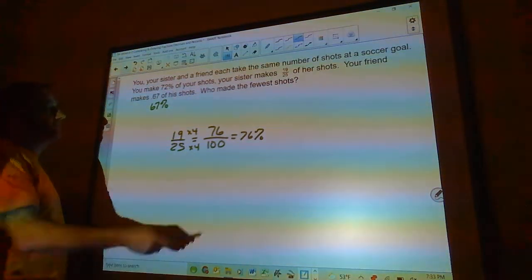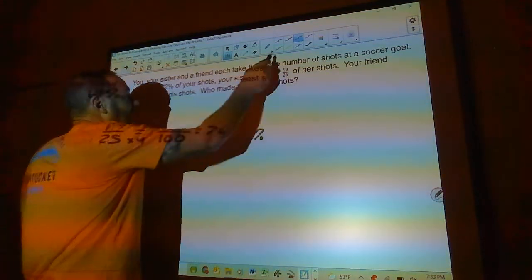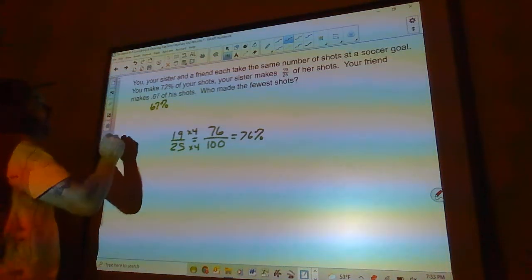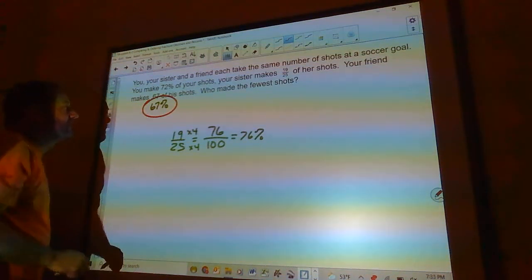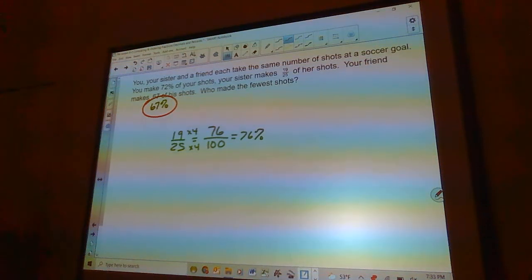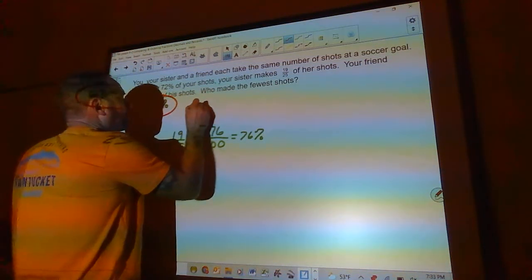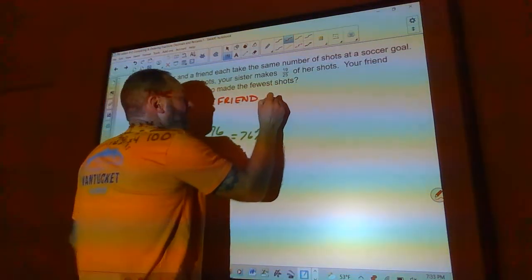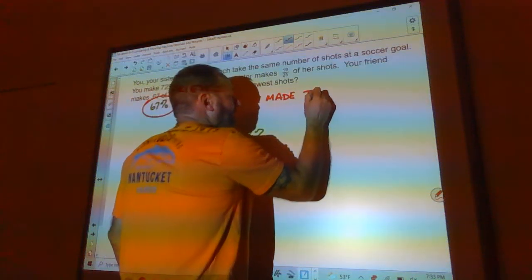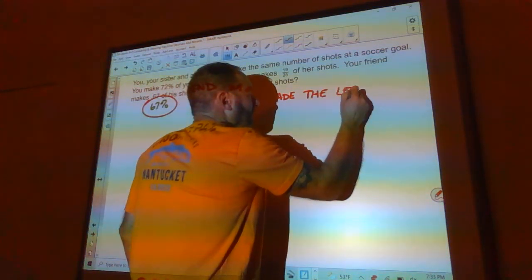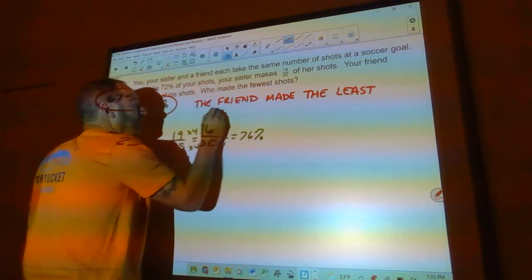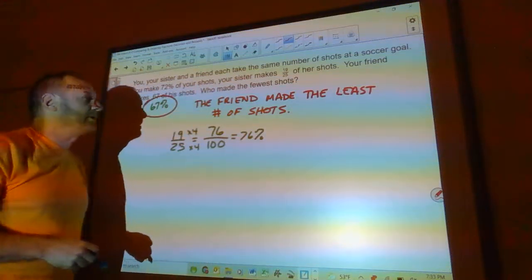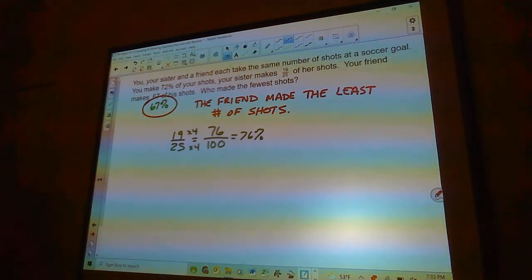which is 76%. So your sister made the most, you made the next, and your friend had the worst. So the friend had the worst percentage. The friend made the least number of shots. Okie doke, so there we go. That was pretty easy.